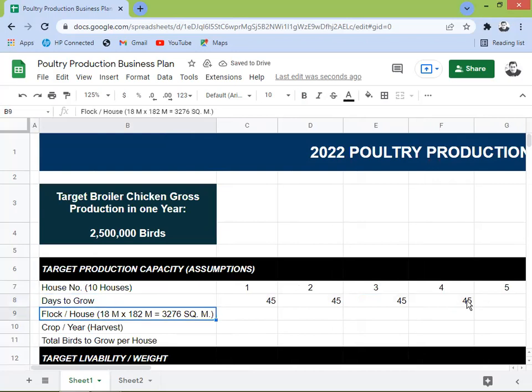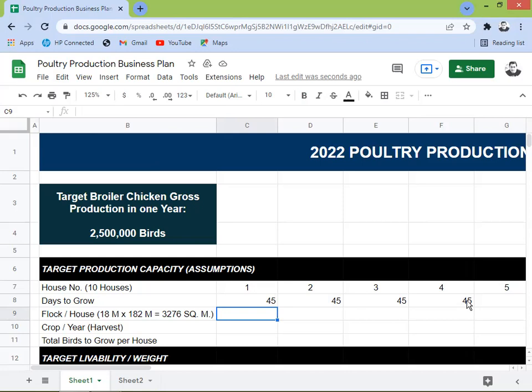Then flock per house. Our assumption is a house of 18 meters by 182 meters. The size of the farmhouse would be equivalent to 3276 square meters, and usually a house of that size can be occupied by around 40,000 to 60,000 birds.